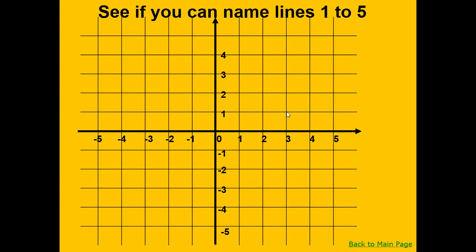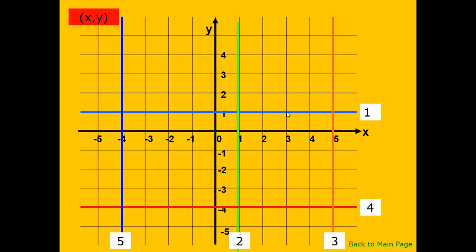All right, what I'd like you to do is pause the video and have a go at naming 1 to 5. What are these lines? Okay, number 1 is going to be Y is equal to 1. Number 2 is X is equal to 1. Number 3 is X is equal to 5. Number 4, Y is equal to -4. And number 5 is X is equal to -4.